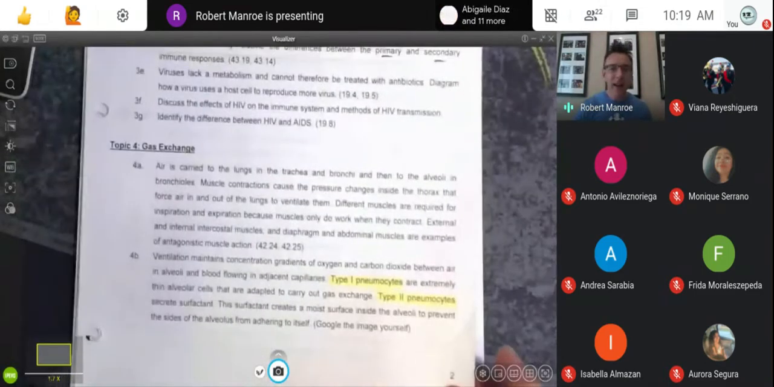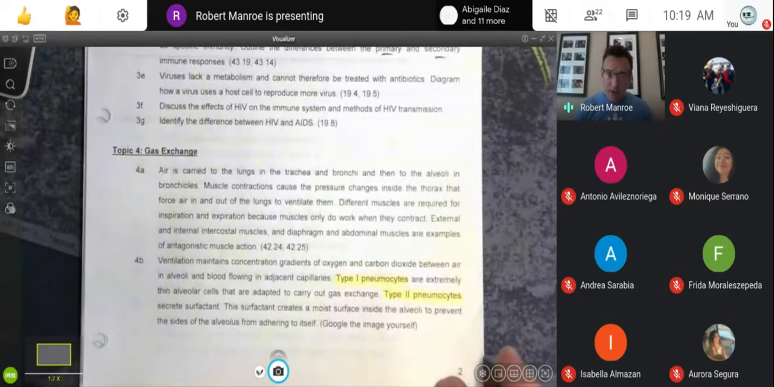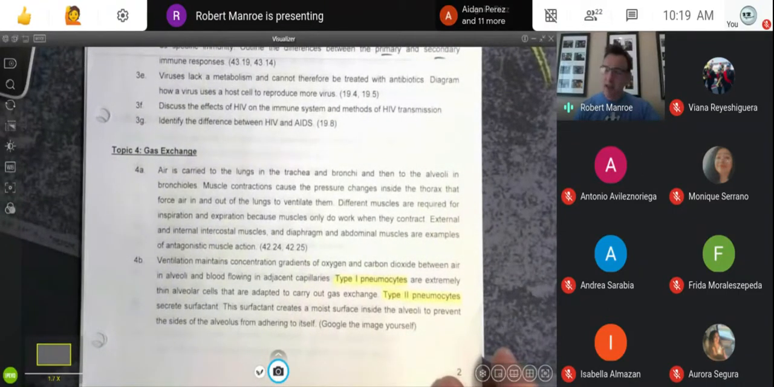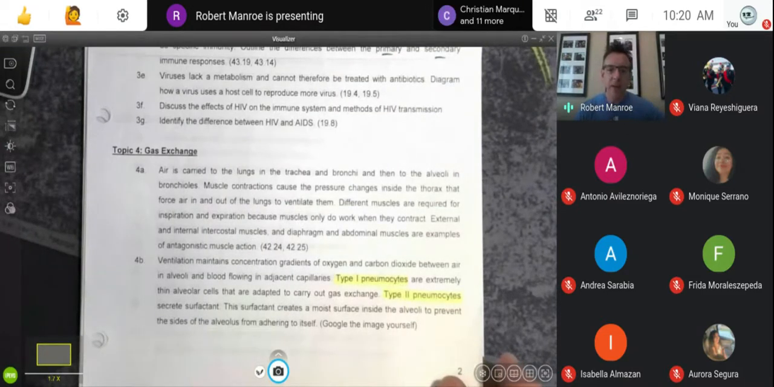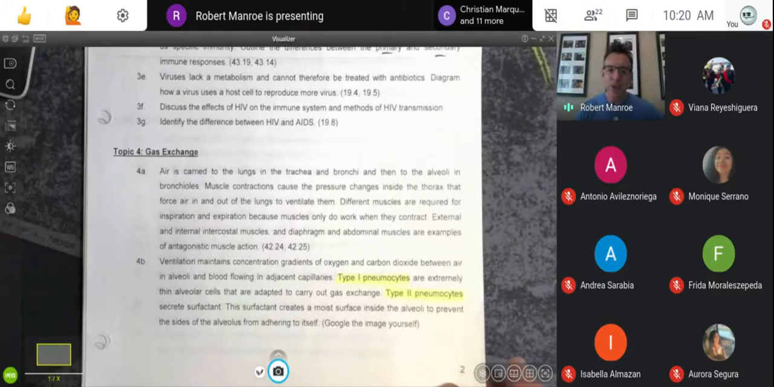4A says, air is carried to the lungs in the trachea and bronchi, and then to the alveoli in bronchioles. Muscle contractions cause the pressure changes inside the thorax, that's your chest, fancy word for your chest, that force air in and out of the lungs to ventilate them. Different muscles are required for inspiration, breathing in, and expiration, breathing out, because muscles only do work when they contract.